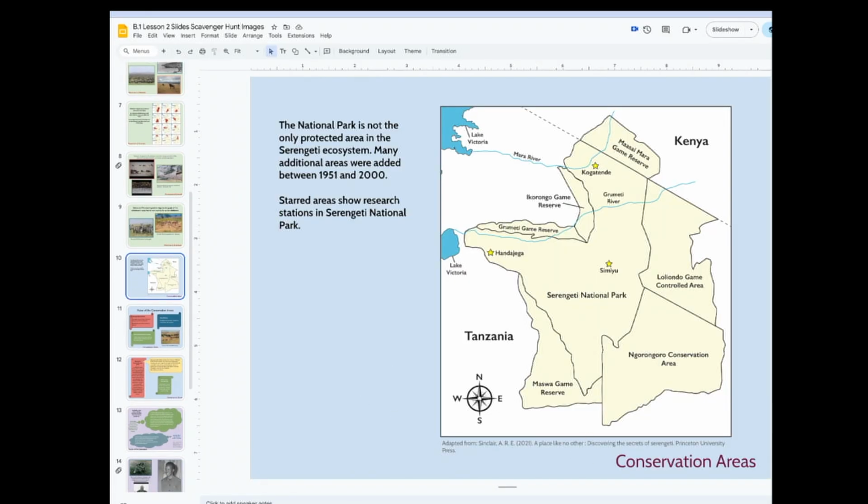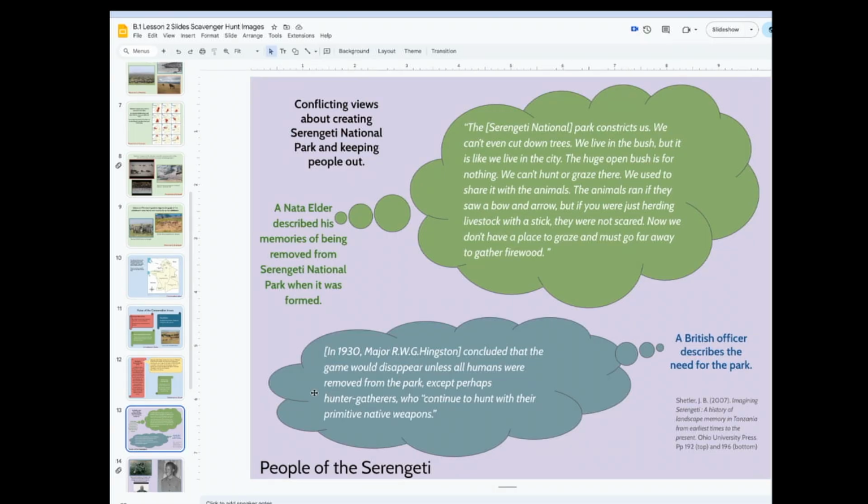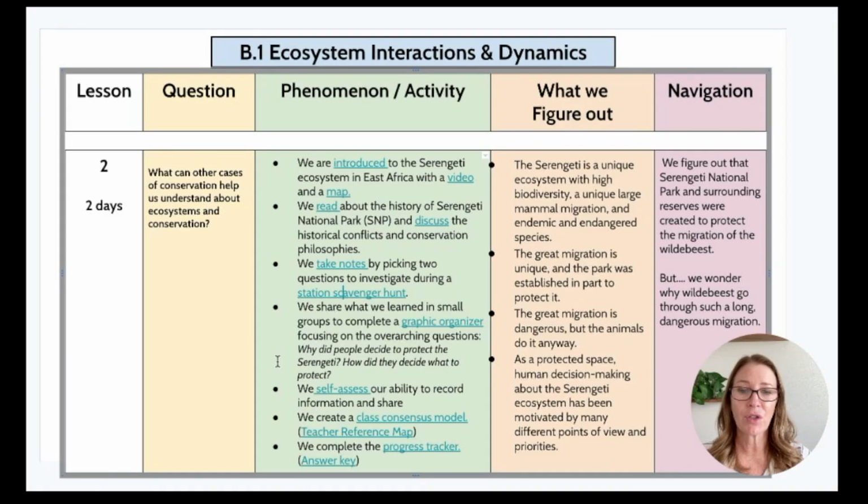So you're supposed to put these in different corners of your room and have them visit these stations and gather information. There's one more. There's purple, people of the Serengeti. So you could do this digitally. I'll talk about that in the prep video, but they're going to go to different stations.